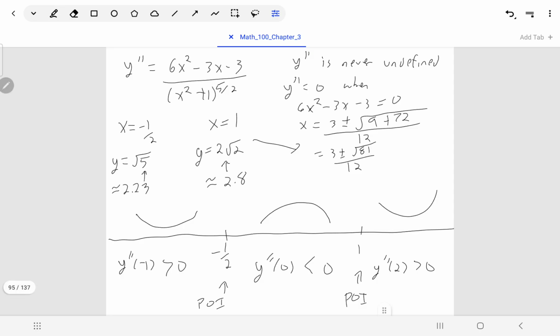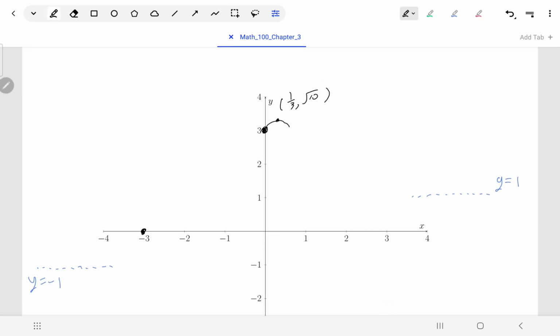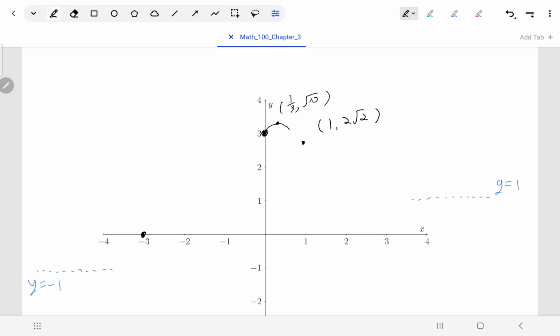Okay, so let me just put those on my graph. 1, 2 root 2. And 2 root 2 was around almost 2.8 thereabouts. So there we go. So 1, 2 root 2. And then the other one was at negative 1/2, root 5. And root 5 was about 2.2-ish. So let's say thereabout. Oh, it was negative 1/2 rather. Negative 1/2 and root 5.